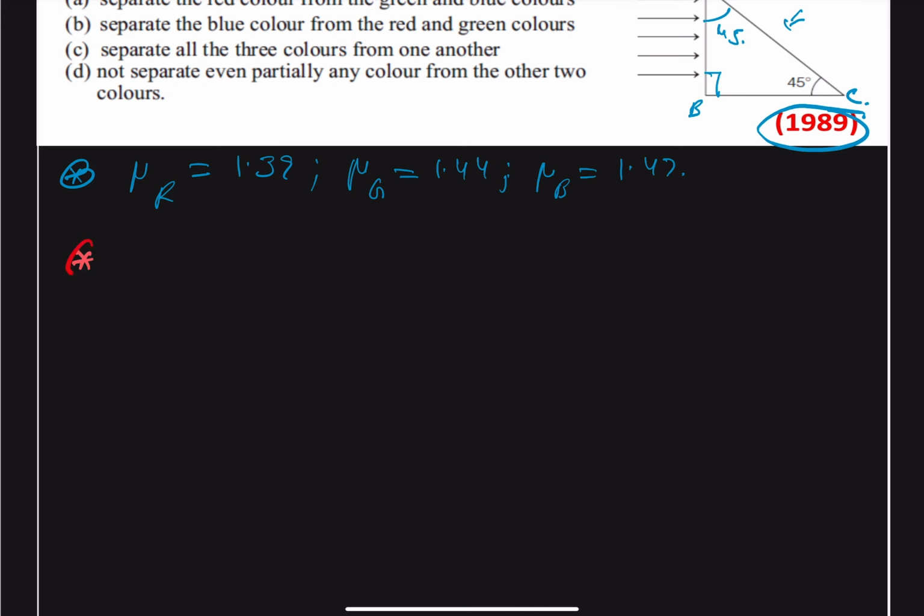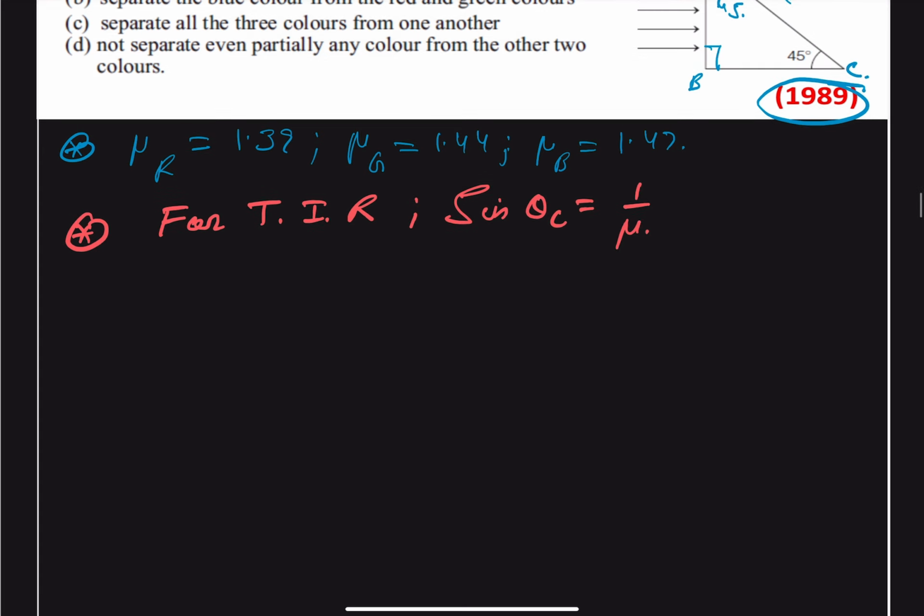So you can say that for total internal reflection, we know that sine of theta c, which is the critical angle, is equal to 1 upon mu. So basically it means that the higher the value of mu, the smaller will be our critical angle. Higher mu means smaller is our critical angle.